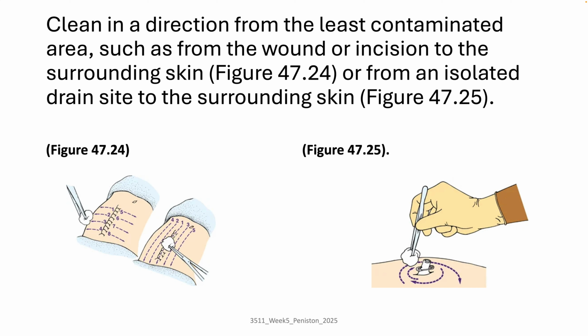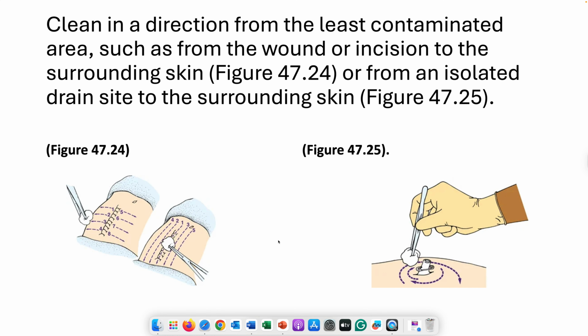On the left, you see clean in the direction from the least contaminated area, such as from the wound or incision to the surrounding skin. You can see here, if you look at the numbers, you go from one out, two out. The other way is cleaning from the top to the bottom of the wound. So you would clean down and then up, and you can see the directions there. Or if you're cleaning around a drain site, you would start from the drain site and then go out to the surrounding skin.